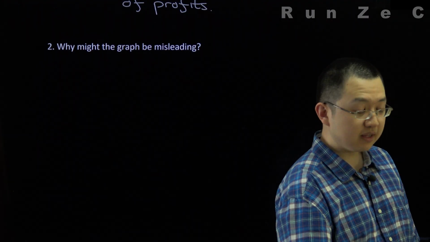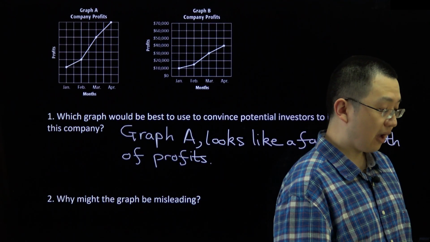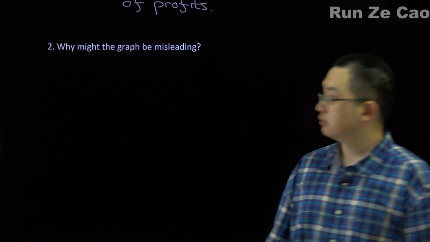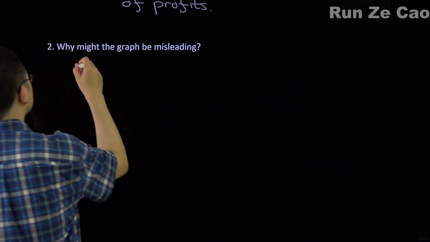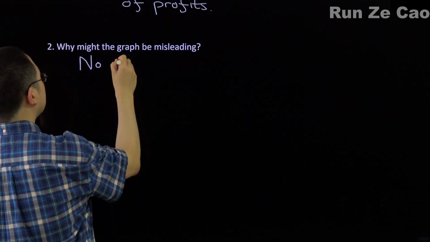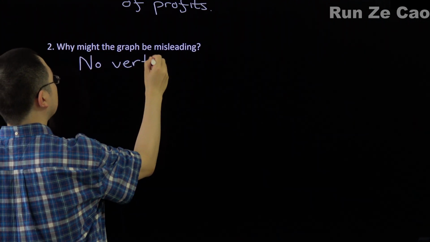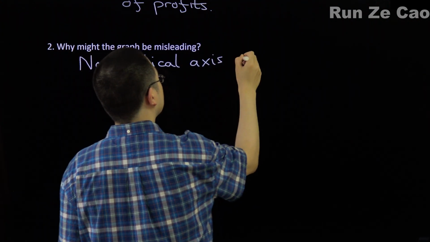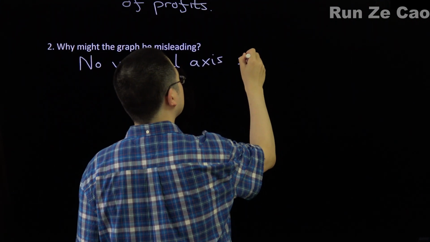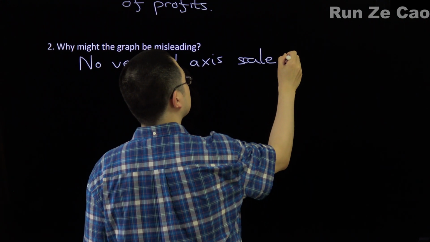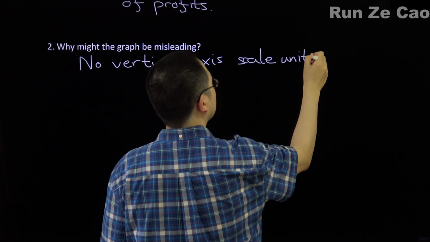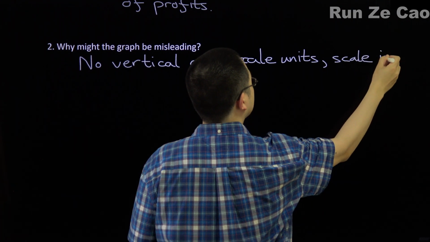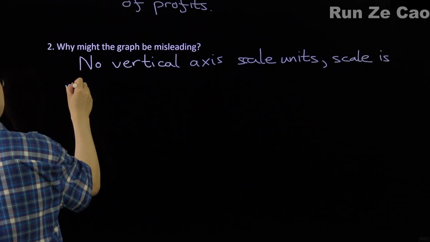Why might the graph be misleading? Oh, hey, we don't have a scale on the vertical axis. No vertical axis scale. No vertical axis scale units, and scale is manipulated.